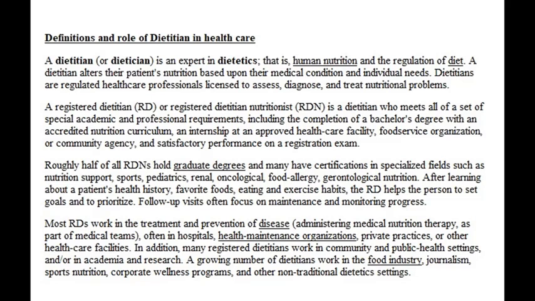The dietitian is an expert in dietetics, that is human nutrition and the regulation of diet. The dietitian alters the patient's nutrient intake, diagnoses and treats nutritional problems. A dietitian or registered dietitian nutritionist is a dietitian who meets a set of specific academic and professional requirements, including the completion of a bachelor's degree with an accredited nutrition curriculum and internship at an approved healthcare facility, food service organization, or community agency, and satisfactory performance on a registration exam.